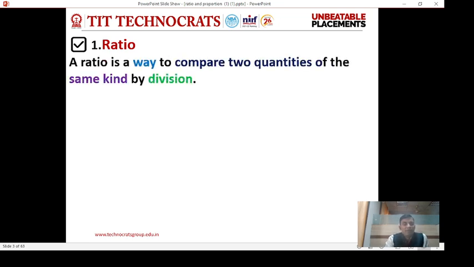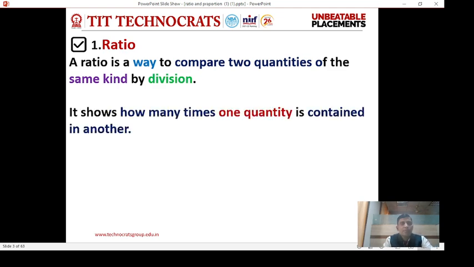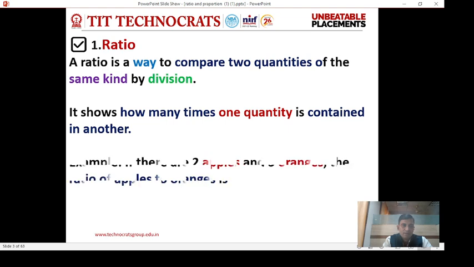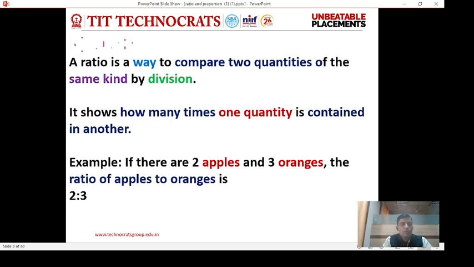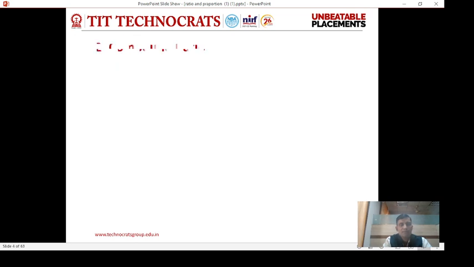A ratio is a way to compare two quantities of the same kind by division. Okay, guys, it shows how many times one quantity is contained in another. For example, if there are two apples and three oranges, the ratio of apples to oranges is 2 ratio 3. Okay, done. Next, guys, we will discuss compound ratio.